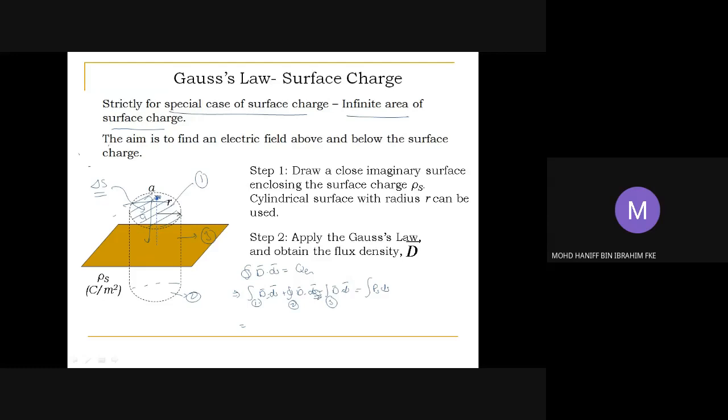Okay, so for the left-hand side, for surface number 1, we can write the flux density D dot product with the dS. For surface number 1, what should be your surface vector then? It should be a dS magnitude. And what should be the direction of the unit vector for surface number 1?